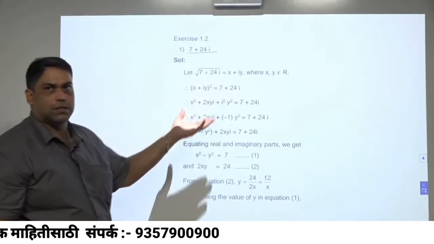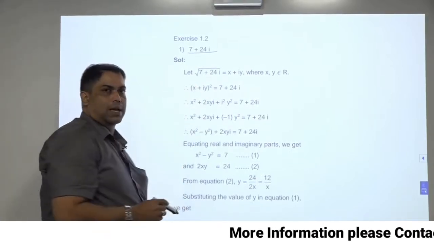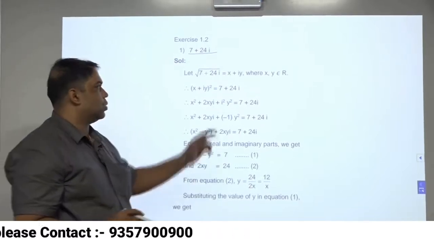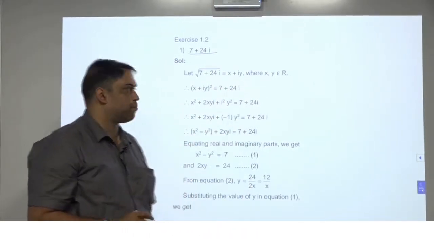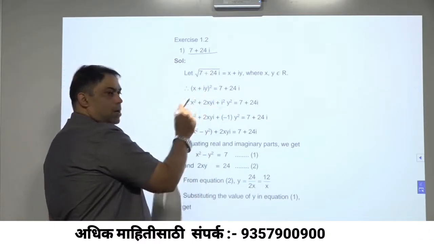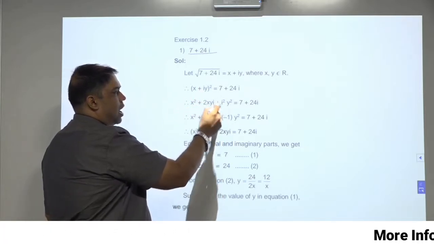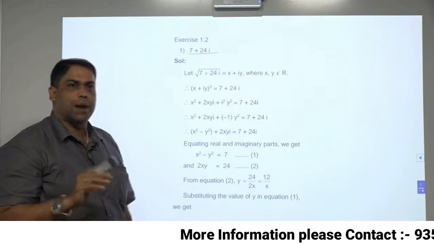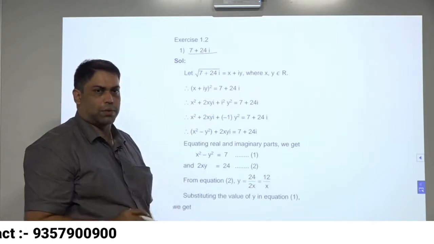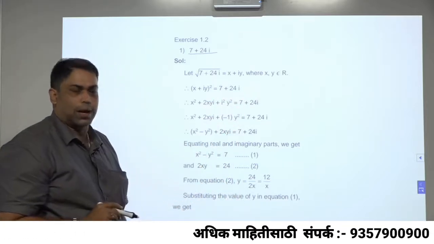Already I have prepared some Word file for you to revise the things. First, what did we do? Let square root of 7 plus 24i is equal to x plus yi. Clear? Now taking square of both sides. What did I do? See, x square plus 2xy i plus i square y square. I used the (a plus b) whole square format, a square plus 2ab plus b square, is equal to 7 plus 24i.